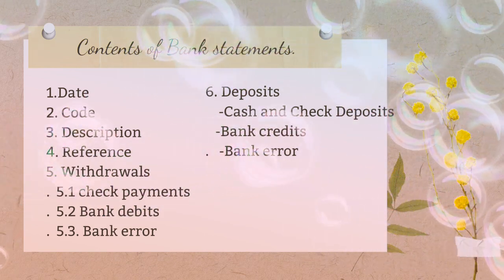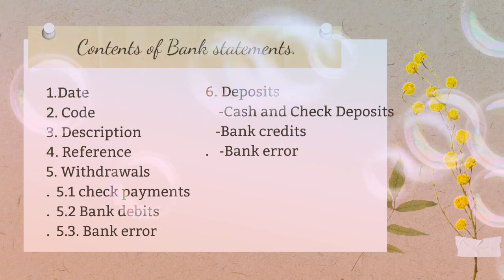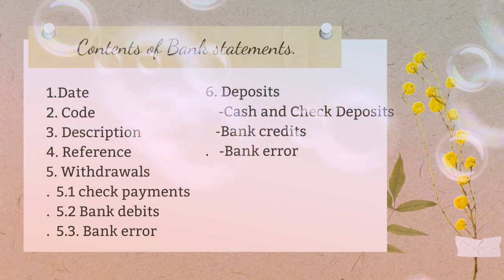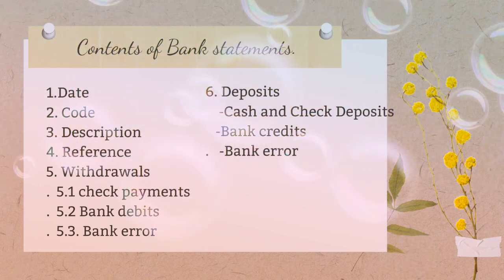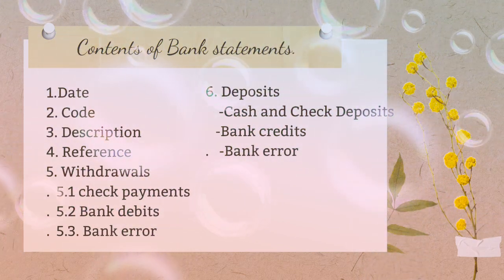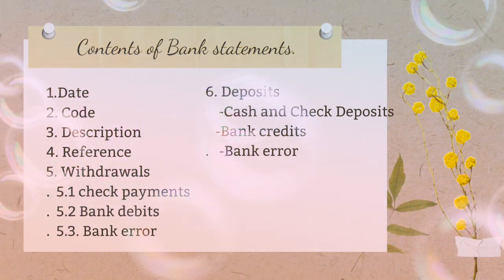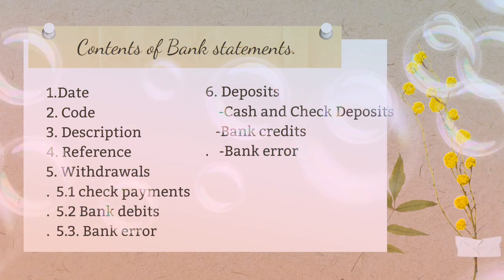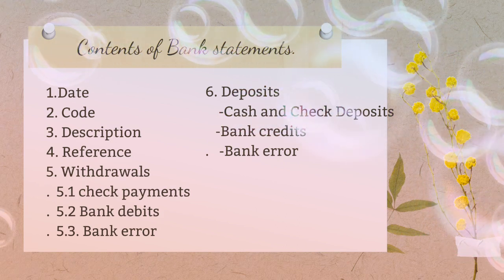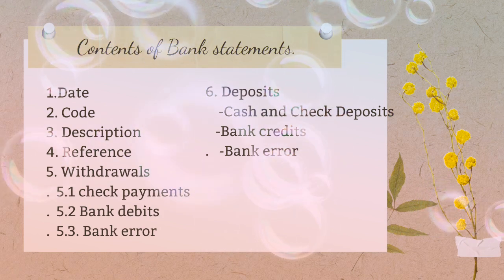5th, withdrawals. Withdrawals are amount that are deductions from the depositor's balance. This is usually consist of check payments made by the depositor. These checks are presented by the check payees to the bank for encashments or for deposits to the payee's account. Bank debits. It includes bank service charge, a service fee charged by the bank from the depositor's account. Bank error. Bank error is a transaction error made by the bank that decrease the depositor's account.